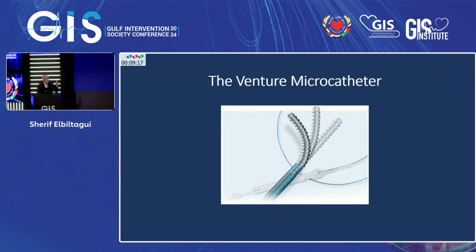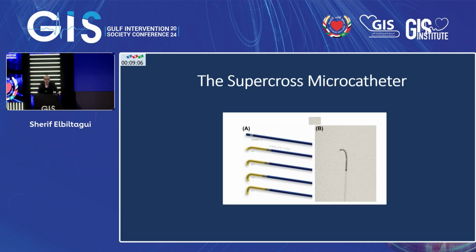There are mainly 2 types of angulated microcatheter in the market: the deflectable microcatheter, like the Venture microcatheter you all know, and others come with a fixed tip angle, like the Super Cross microcatheter.